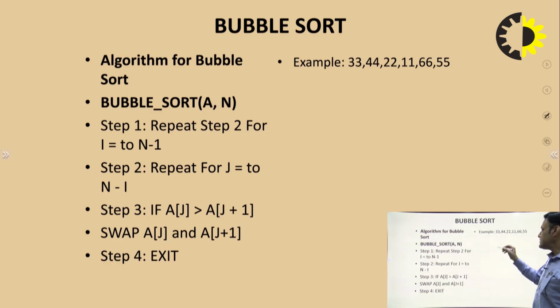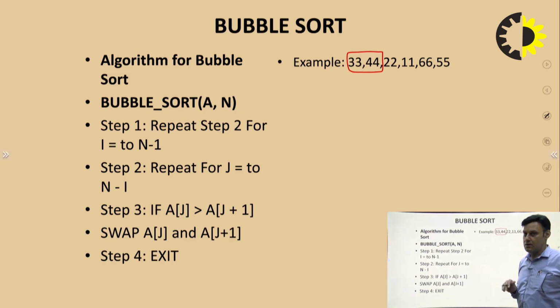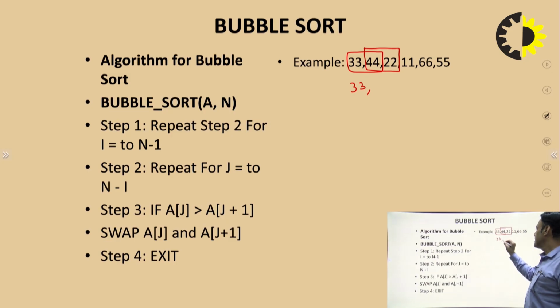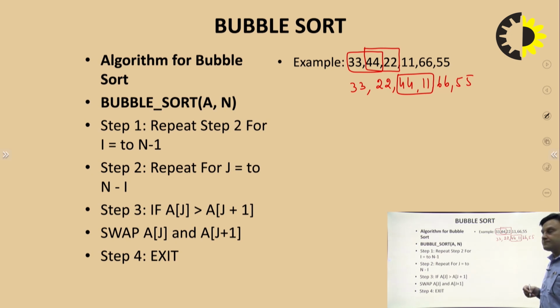For example, in this example, these 2 elements are compared. So 33 will compare with 44. 33 is less than 44. No change will take place. Then this 44 will get compared with 22. Yes, 22 is smaller than 44. Then it will come here. Then we will compare 44 and 11. Yes, again these elements will swap. 11 will come here, 44 will come here.